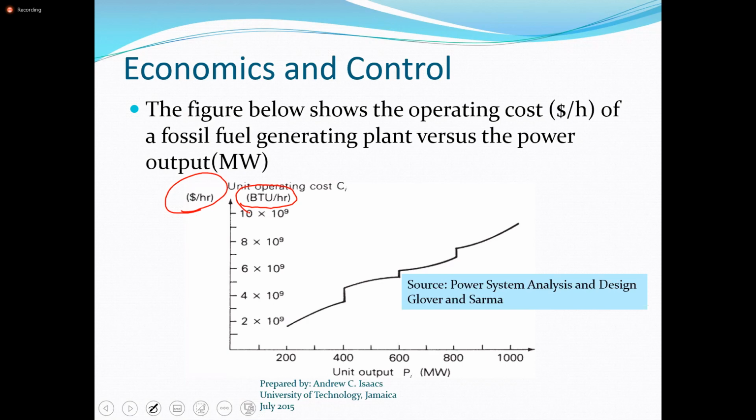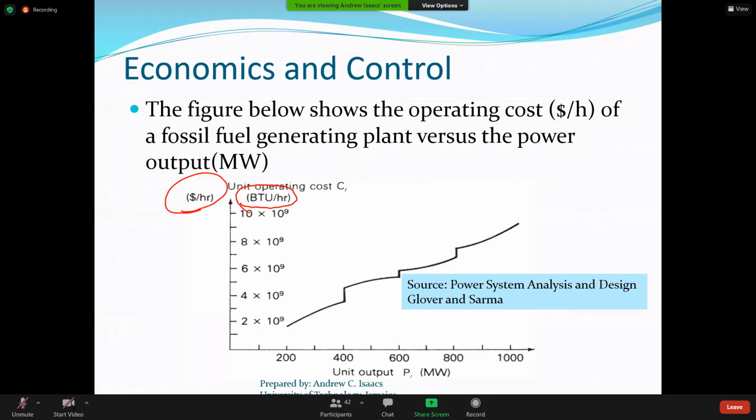The comparison, and by the way, you'll have these figures already in Schoology. So just get access to them so that as I go through, we can quickly refer to them. All right, so we have it here in dollars per hour or British Thermal Units per hour, and this is plotted against the output in megawatts.